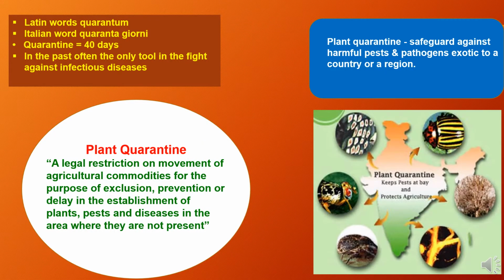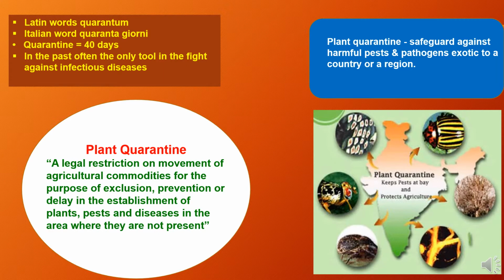Quarantine is a word originated from the Latin word quarantum and the Italian word quarantagiorni. Both mean 40 days. So as far as quarantine is concerned, there should be isolation of minimum 40 days to prevent the spread of disease or insects.